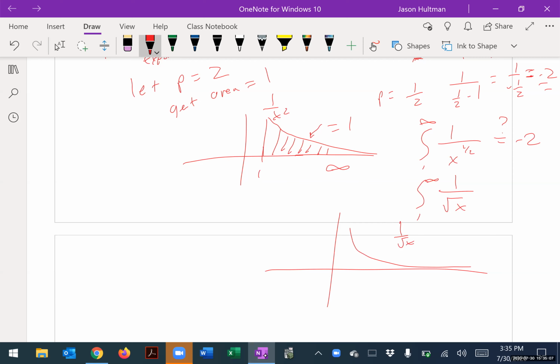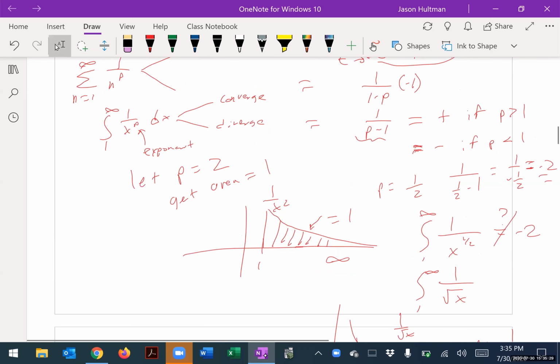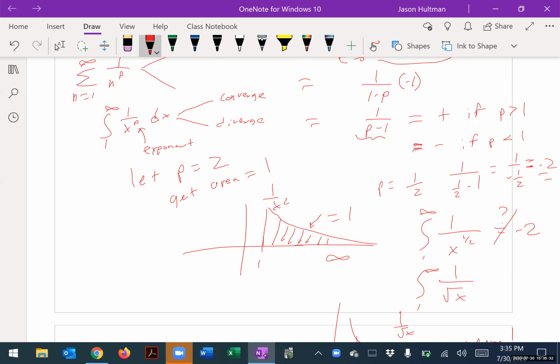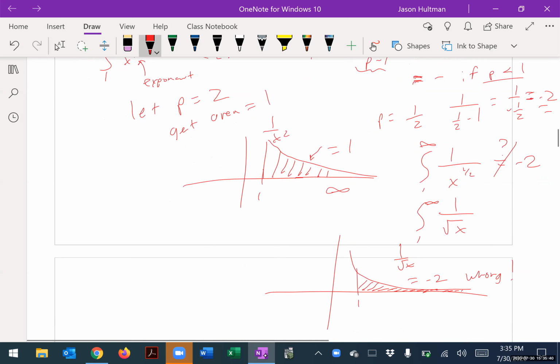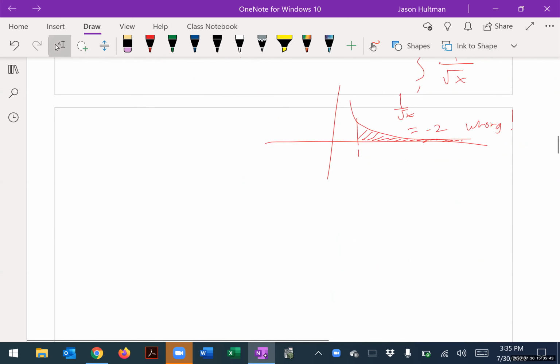The problem is that what this is saying is that this area under the curve is equal to -2, which is completely wrong. So what we can conclude is that it is not equal to -2, which means that this fails. If it's a positive, it works. If it's a negative, it does not work, and so we just say that it is divergent.